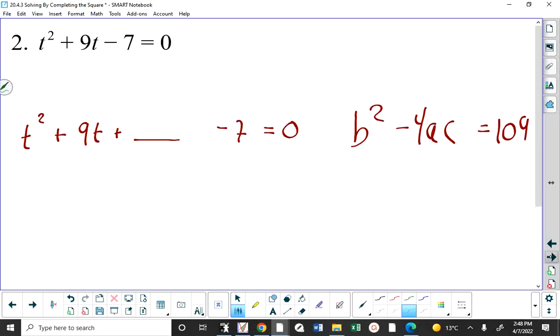So I need to take and put 9 divided by 2 squared in here. So I get 81 over 4, which means I have to subtract 81 over 4. And as we go through the rest of this example, feel free to use your calculator as long as you convert your numbers back to fractions. Okay?